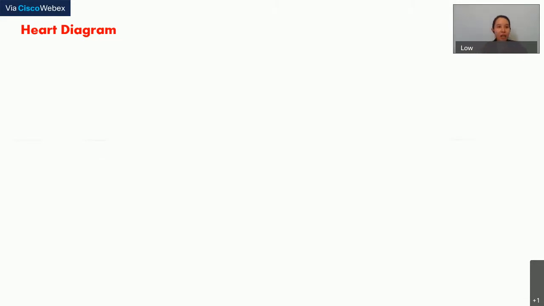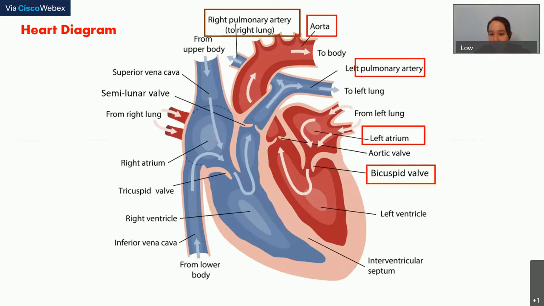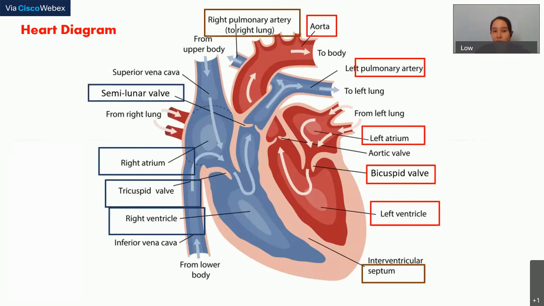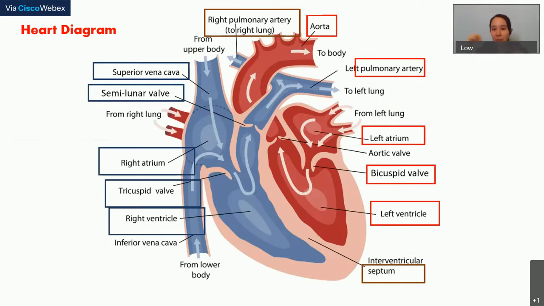So, heart diagram. You know what your heart looks like? Not a heart shape, basically a cone shape. Okay? So these are the terms that you need to remember: aorta, pulmonary artery, left atrium, bicuspid valve, left ventricle, septum, right ventricle, tricuspid valve, right atrium, semilunar valve, and superior vena cava.